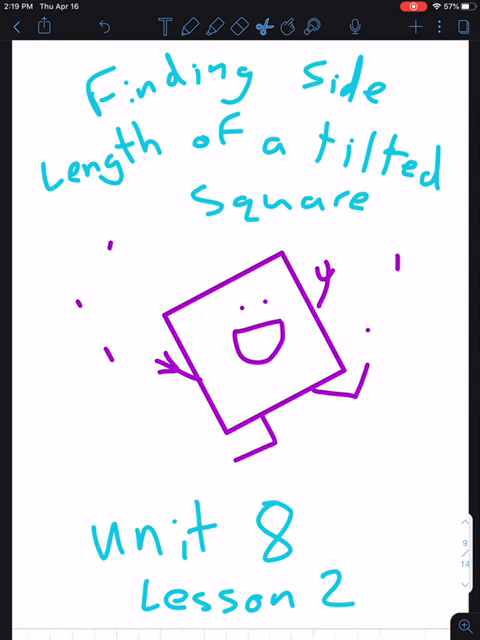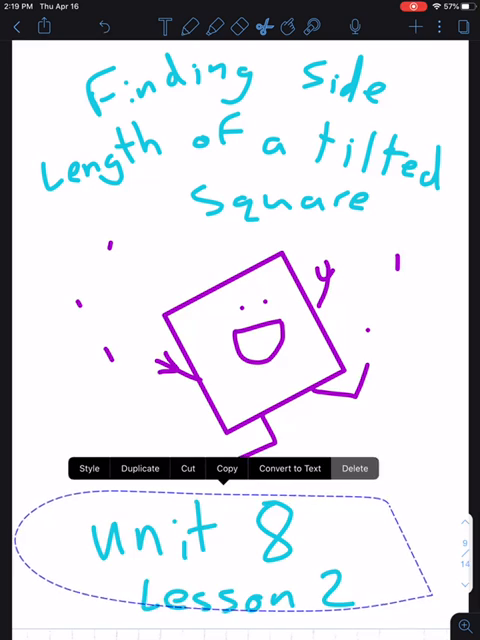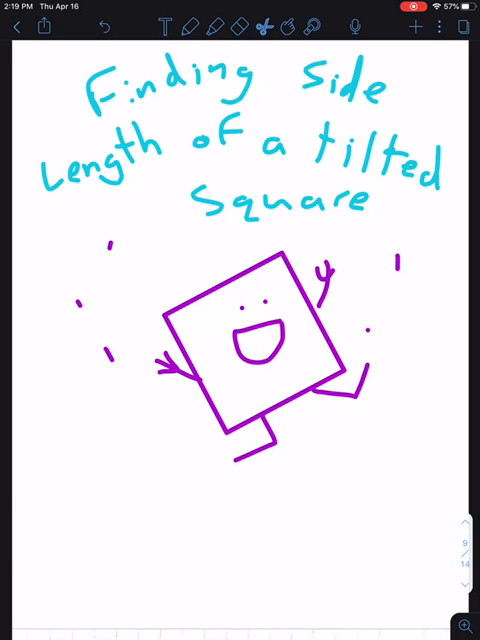All right, so folks, yesterday, in lesson 1, we talked about finding the area of a tilted square. Well, today we're going to be looking at finding the side length of a tilted square. This is exactly like finding the side length of any square given the area.